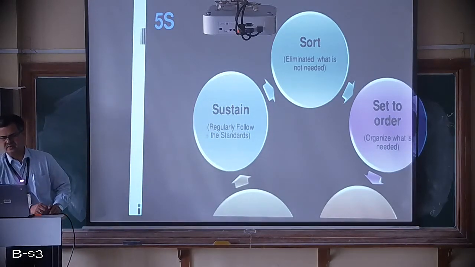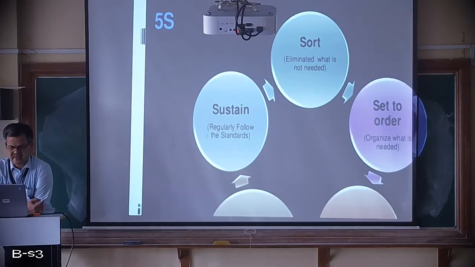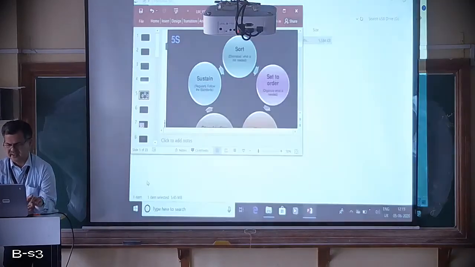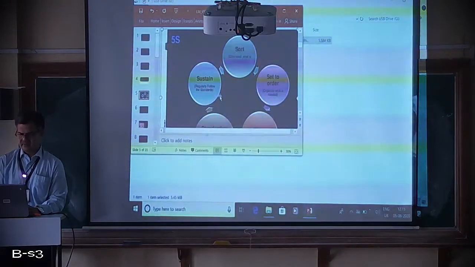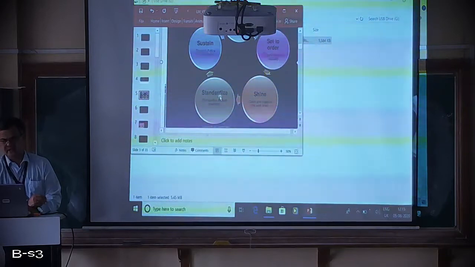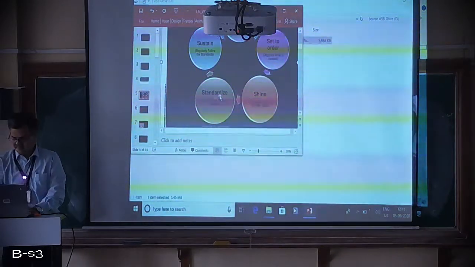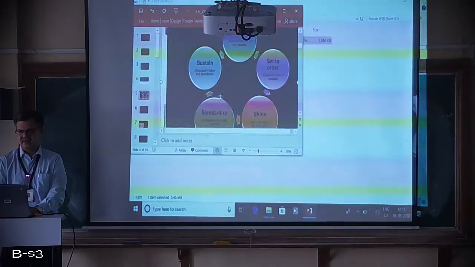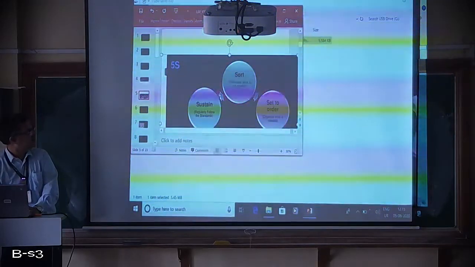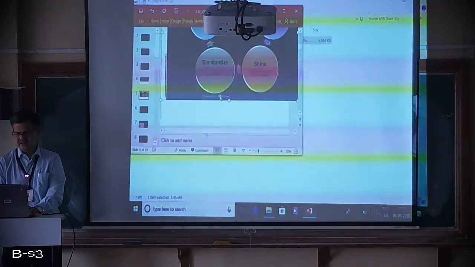I'm talking about lean manufacturing tools. One is 5S: sustain, that is regularly follow the standards; sort, eliminate what is not needed; set in order, organize what is needed; and two more S, standardize the best practice, and shine, clean and organize the work area. So they are the 5S: sort, set in order, shine, standardize and sustain. These are the 5 tools.